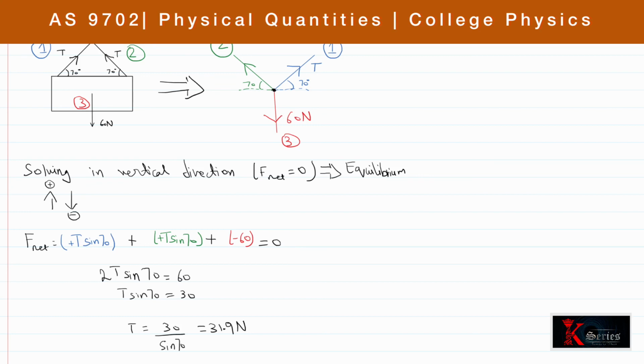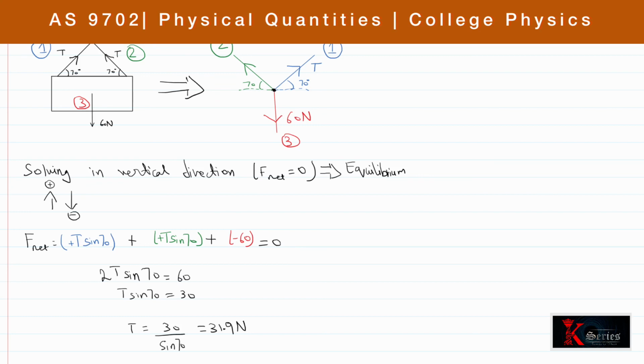While finding the net force, we write it as T sin 70, which is the vertical component of the tension, and then we add T sin 70 again, which is the vertical component of the other tension, and then we add minus 60. Why is it minus? Because it's in the downward direction, and we equate it to 0. Why is it equal to 0? Because the net force is equal to 0 since it is in equilibrium, right? In this way we solve it, and we find that the tension is equal to 31.9 Newton.